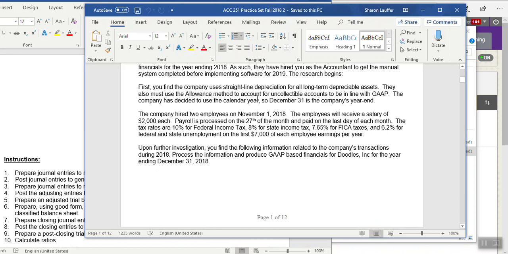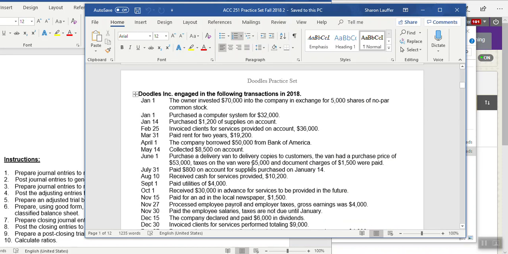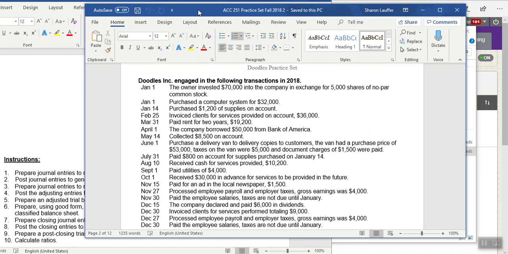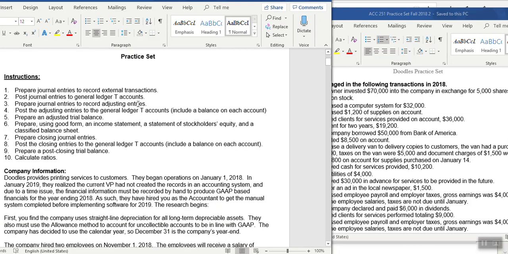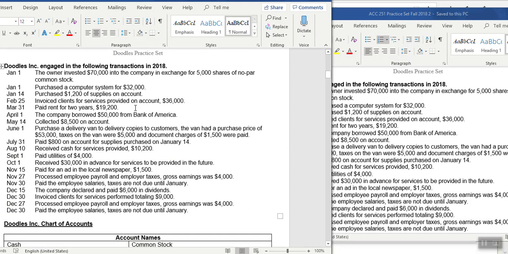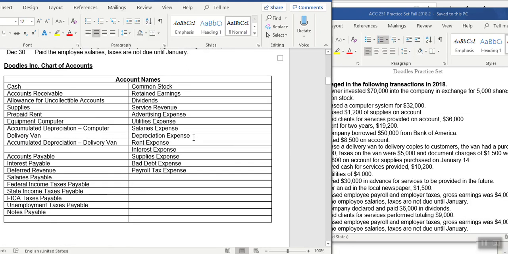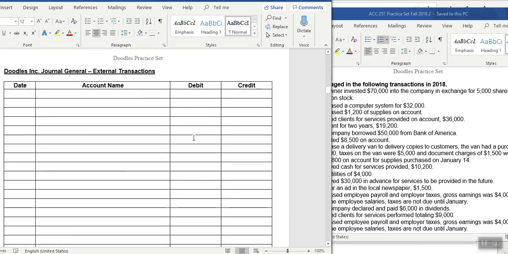Some things that you will have to know: they use straight line depreciation. They use the allowance method to account for uncollectible accounts, and they use the calendar year, so we're going January to December. They've got 2 employees. We've got some payroll information here, and it looks like these are our transactions. Oh, and we've got a chart of accounts. And then we've got some forms.